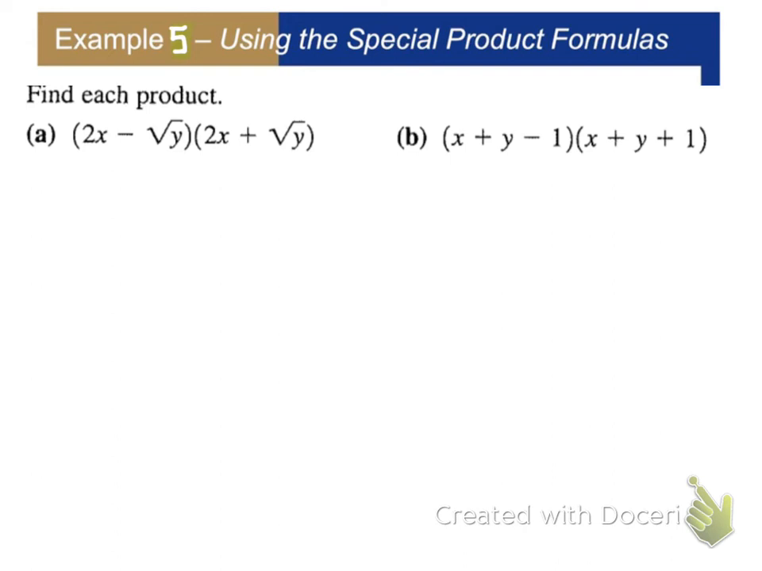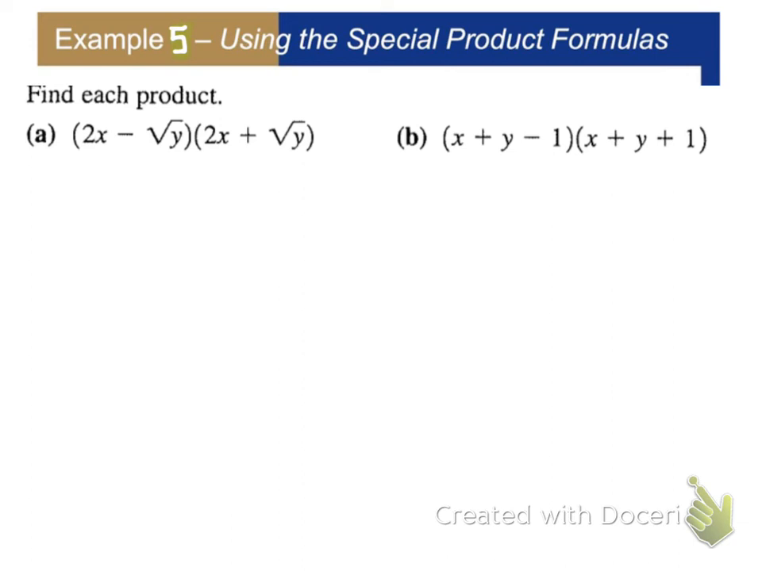Now, another one of our special product formulas was the one where we had 2 binomials that were nearly identical. Just one was a minus and one was a plus, right? Remember in that one, the middle terms canceled out because they were opposite signs. Well, that's what we have here in example A.